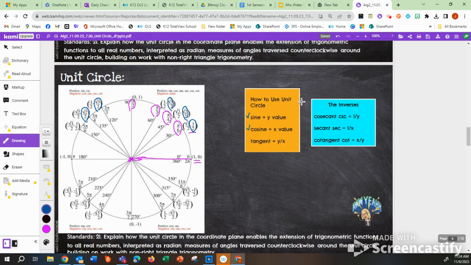Cosine is always the x value. So if they said, what's the cosine at 30 degrees? You're going to use the x value. Cosine is x, sine is y. Tangent is the y value divided by the x value. Cosecant is going to be the inverse of sine. So always remember, it's CSC, abbreviated CSC. So it's going to be the inverse of sine, so it's going to be 1 over y. Secant is going to be the inverse of cosine, so it's going to be 1 over x. Cotangent is going to be the inverse of tangent, so instead of being y over x, it's going to be x over y.